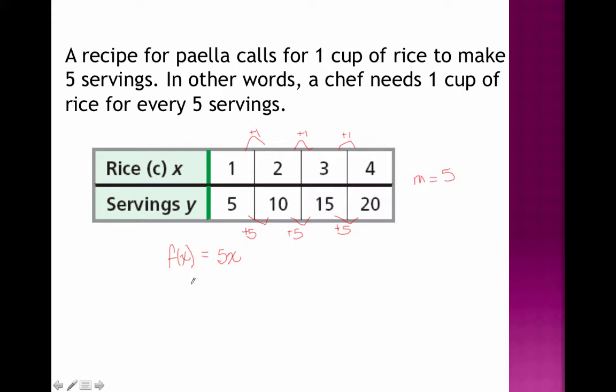So my function f of x equals 5x works because when I put in my 1, I get out a 5 when I multiply by 5. Putting in a 2 gives me 10, which is exactly what I want. Well, this is a direct variation. Let's take a look at what that means.